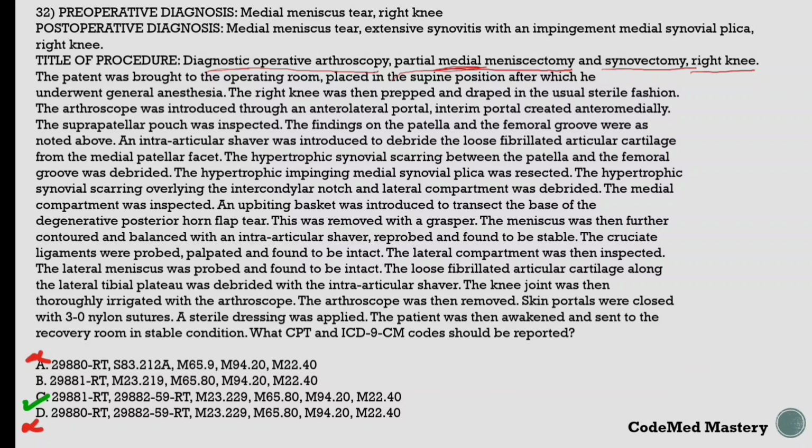In option B, meniscus repair is not mentioned. So I am eliminating option B. Our right answer is option C. You can also eliminate these options by looking at ICD codes, but here there are many ICD codes mentioned, right? So I choose CPT codes to eliminate the options.